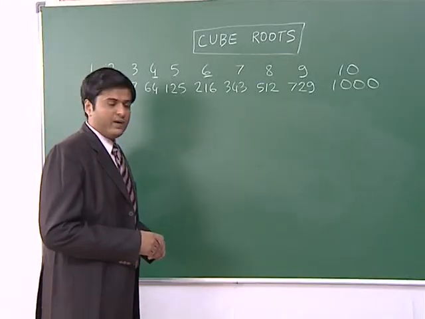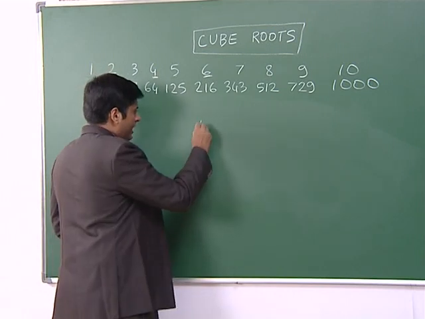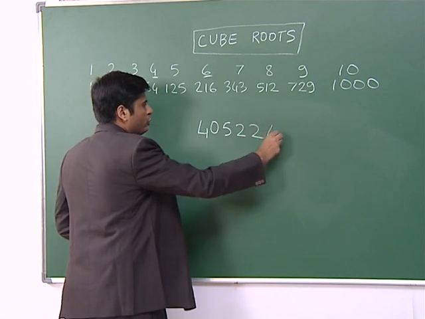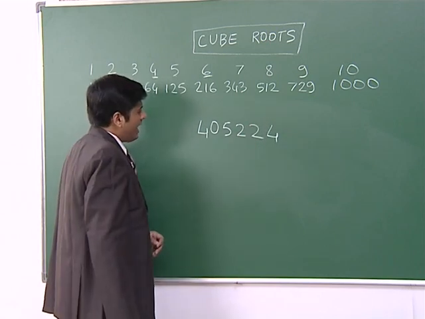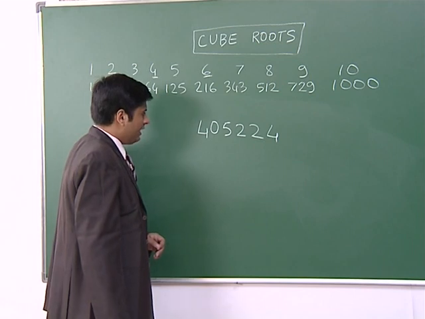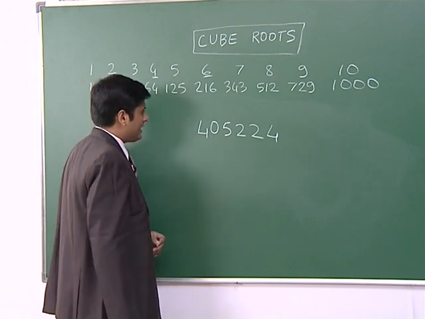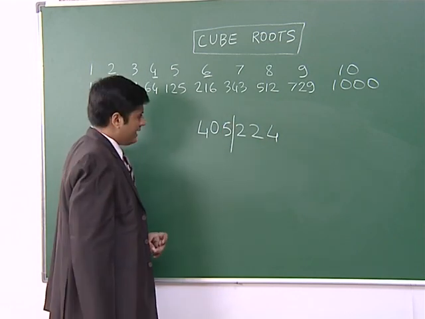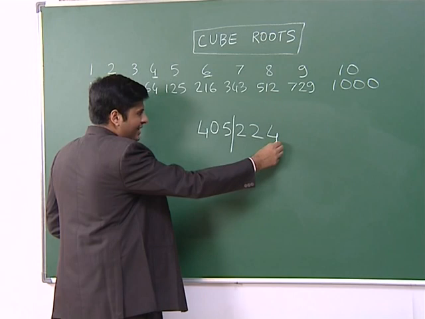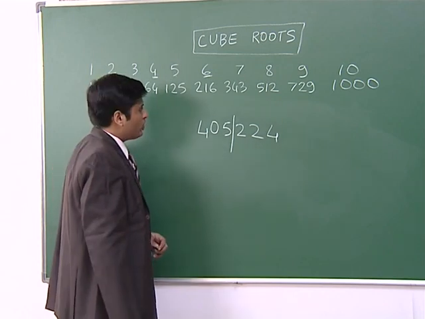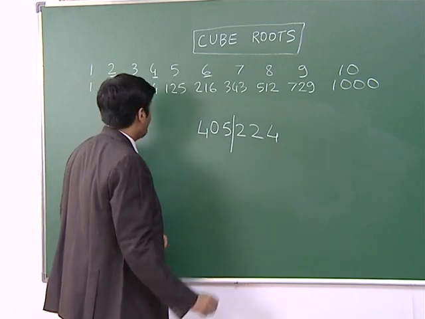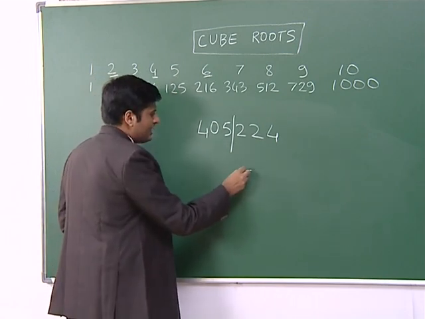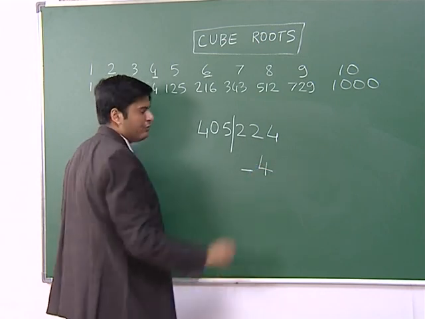So let us find the cube root of say 405,224. I have to put a slash in such a manner that there are 3 digits in the right hand side. So I divide this number over here, I have 3 digits in the right hand side. Now the cube ends in 4, that means the cube root will also end in 4. For 4 it is 4. So I don't know what it begins with, but certainly ends with 4.